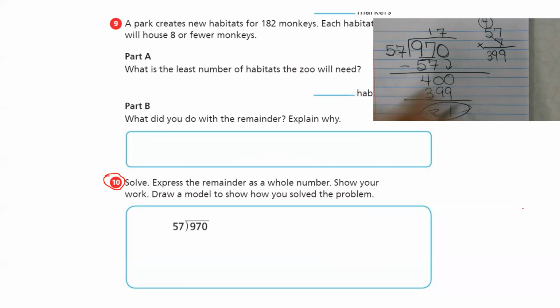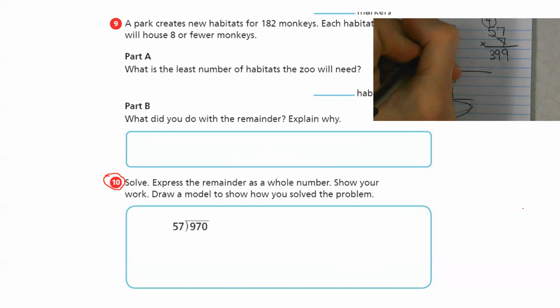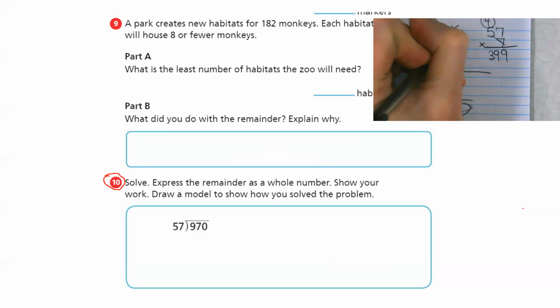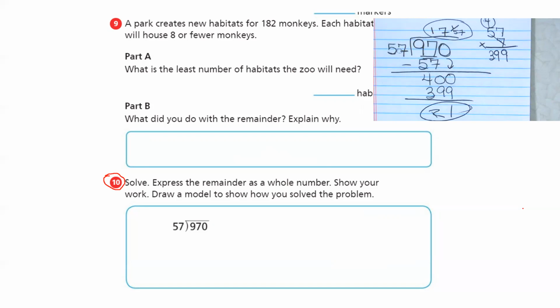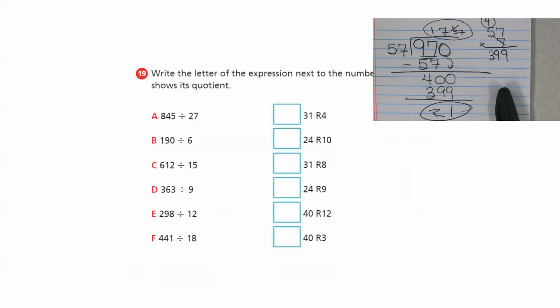Your book, for some reason, is asking us to put the remainder as a whole number, but I like putting it as a fraction. So how many groups do you get? You get 17, and you have 1/57ths left, or 17 remainder 1, depending on how you did it. So I'm going to stop there, and depending on how our 10:30 meeting goes, maybe we will just do the second half next week instead of rushing through it.